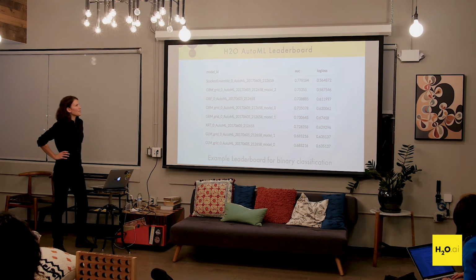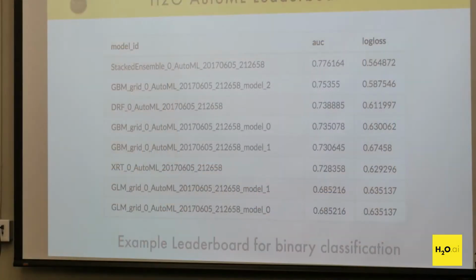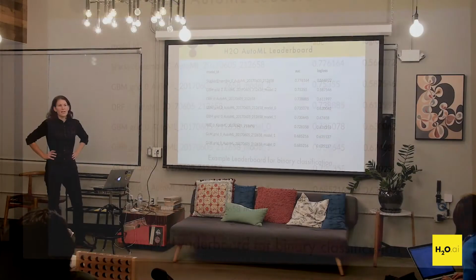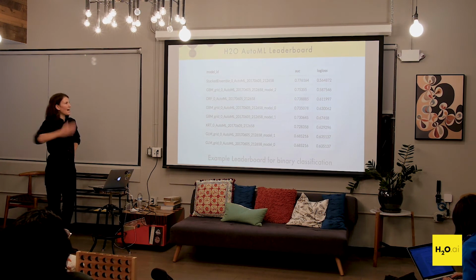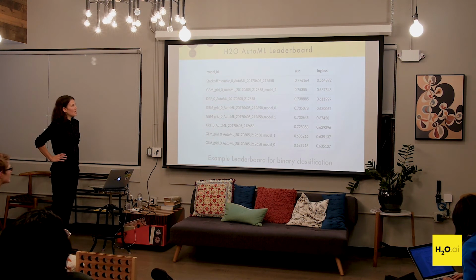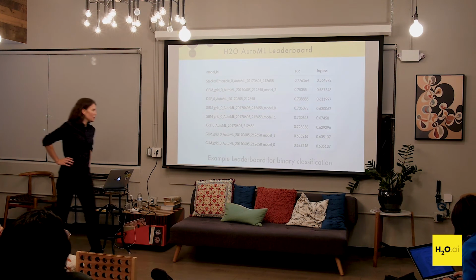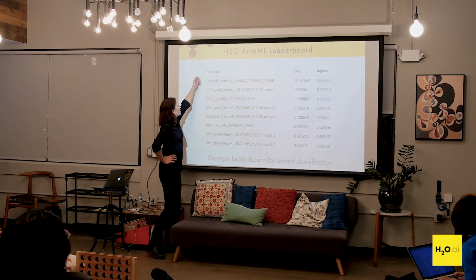And this is kind of what a leaderboard looks like. So this would be for a binary classification model. It would show you what's called the AUC, or area under the ROC curve. That's just a metric that people use to measure binary classification models. Log loss is another metric people use, so we just show you both. We'll probably add all the metrics at some point. So this will show you the models in the AutoML.